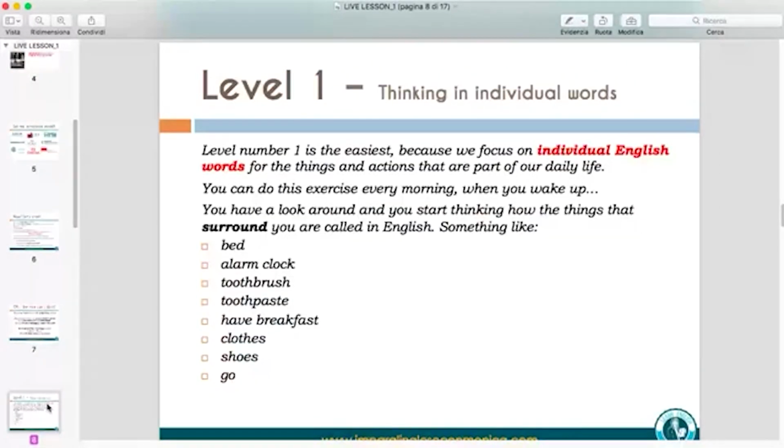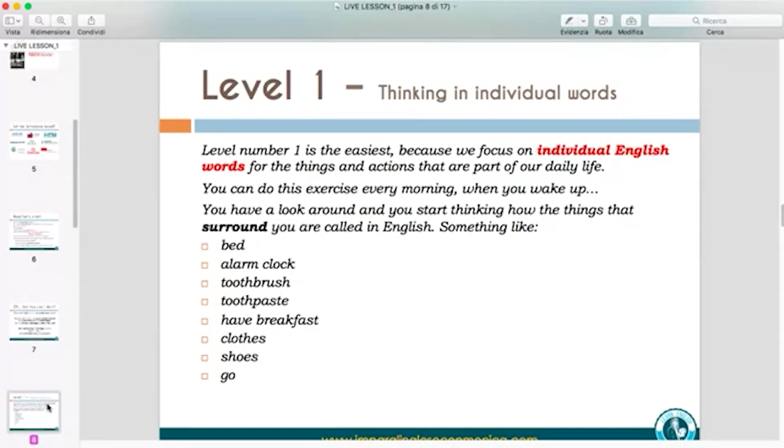So, let's start. Let's see level 1, so the first step that you have to do in order to start thinking in English. The first thing that you have to do is start thinking individual words. So level number 1 is the easiest because we focus on individual English words for the things and actions that are part of our daily life. We can do this exercise every morning when we wake up. You have a look around and you start thinking how the things that surround you are called in English.